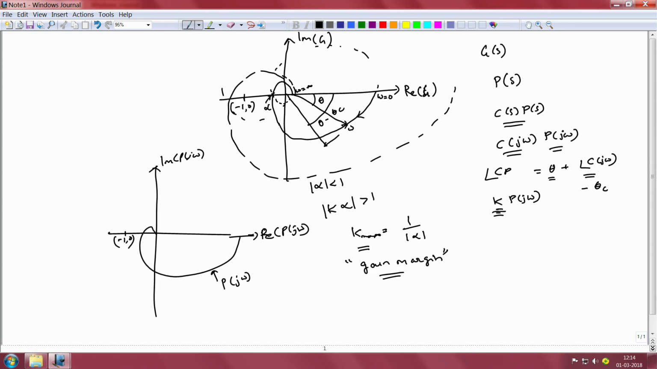To answer this question, we note that if we pick a point, in other words a particular frequency at which the magnitude of P of j omega is equal to 1, so this radius is therefore equal to 1 unit, then the maximum phase lag that the controller can provide and still ensure that our closed loop system is stable is given by the angle that this complex number makes with the real axis. I shall call that angle phi.